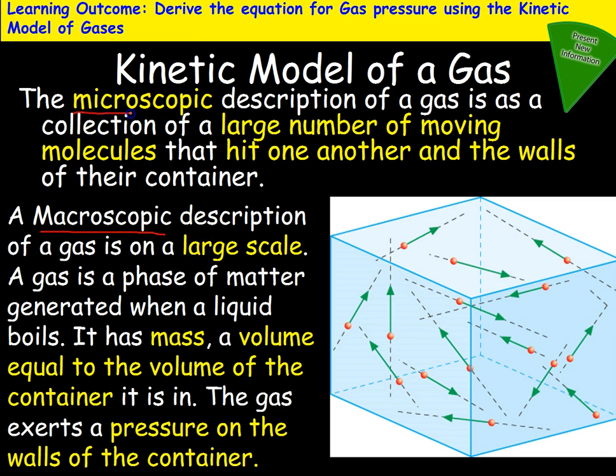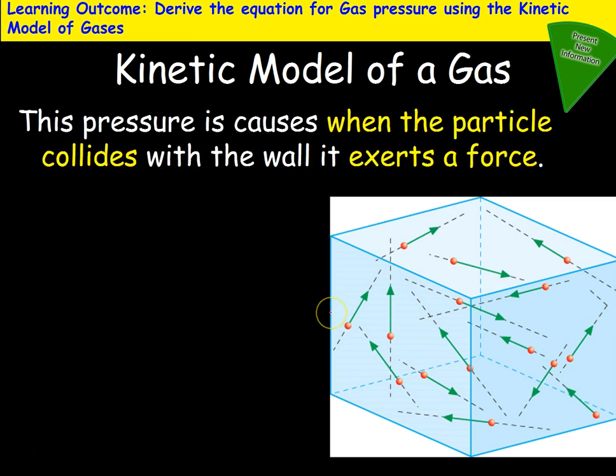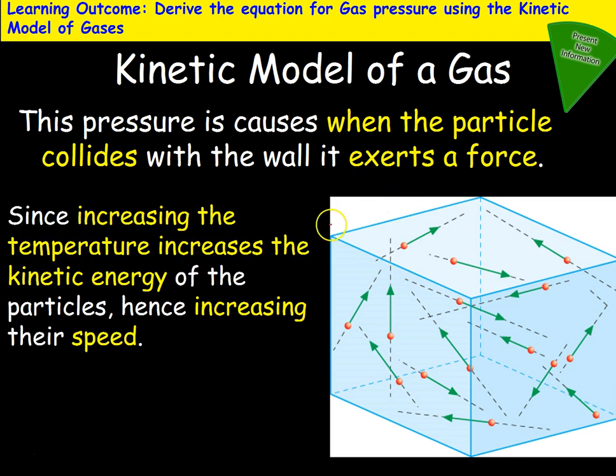With a microscopic explanation, we're thinking about how the particles are constantly moving around, colliding with the walls of their container, and that's what causes pressure. So pressure is caused when particles collide with the wall of their container and exert a force. If we increase the temperature, you should understand at this point that temperature is the average kinetic energy of the particles. So if we increase the temperature, we're increasing the kinetic energy of the particles and therefore increasing their speed. So when they collide with the walls of the container, two things are going to happen.